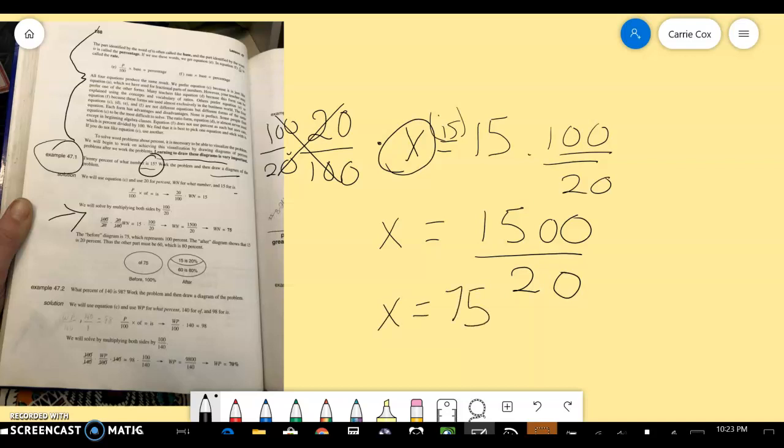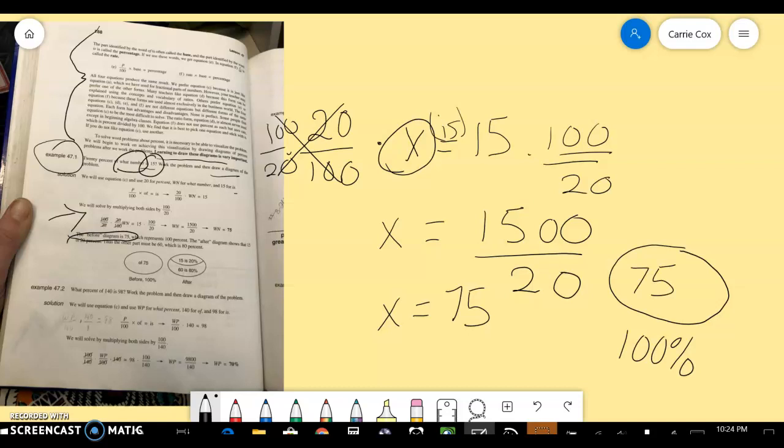Okay, so now the second part is to draw a diagram. The before diagram is 75, which represents 100%, because remember the equation: 20% of, let's say, 75 is 15. So a whole pie is 100%, right? 100% is the whole pie. I'm going to eat a pie. I'm going to eat the whole thing. I'm going to eat 100% of it. Let's say that pie has 75 slices. It's quite a big pie.